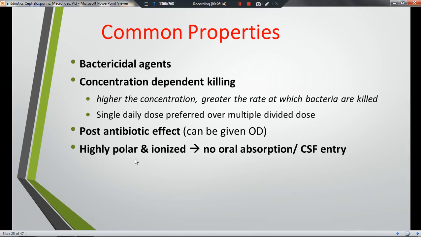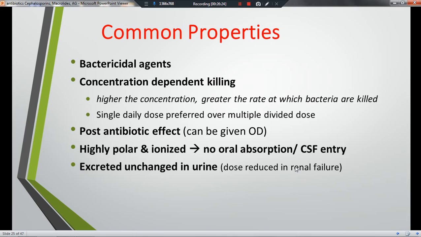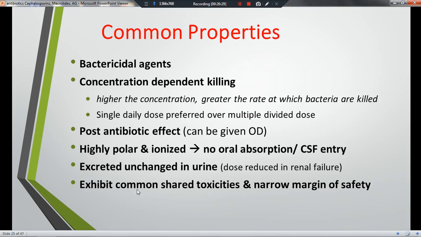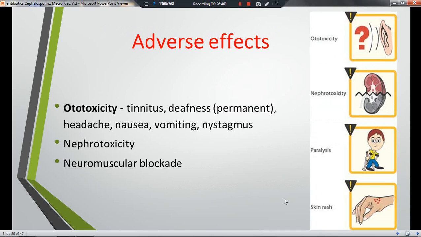And as I've already told, all these agents are highly polar and ionized, so there is no oral absorption, and CSF entry is minimal. They are all excreted through the kidney, so you have to reduce the dose in renal failure. And they have common shared toxicity. All the aminoglycosides show 3 toxicities: ototoxicity, nephrotoxicity and neuromuscular blockade, and they all have a narrow safety margin. There is a high chance of toxicity. So these are the common shared toxicities.